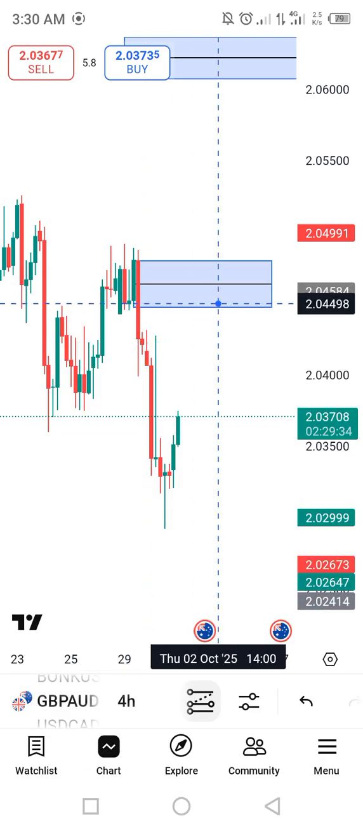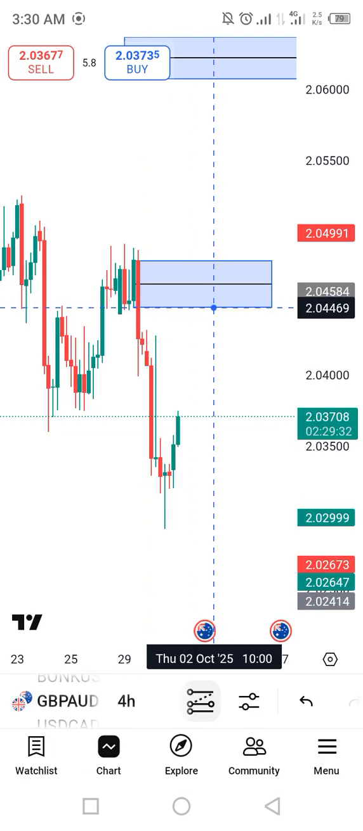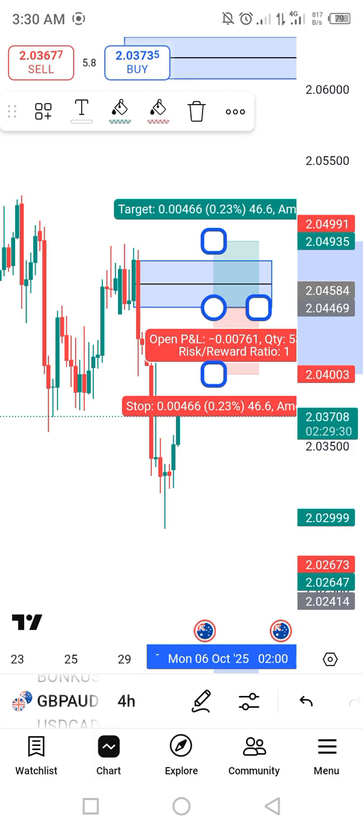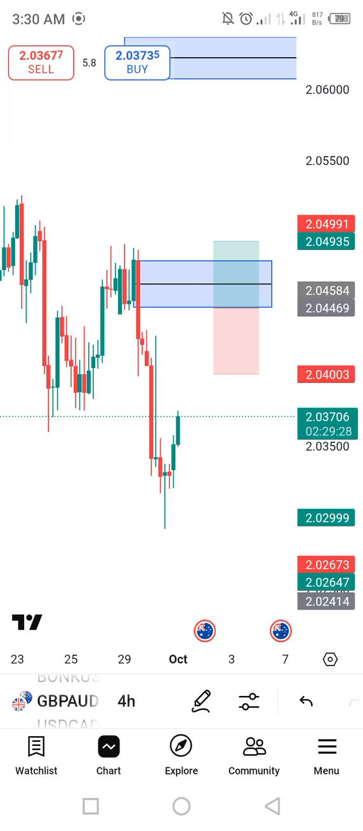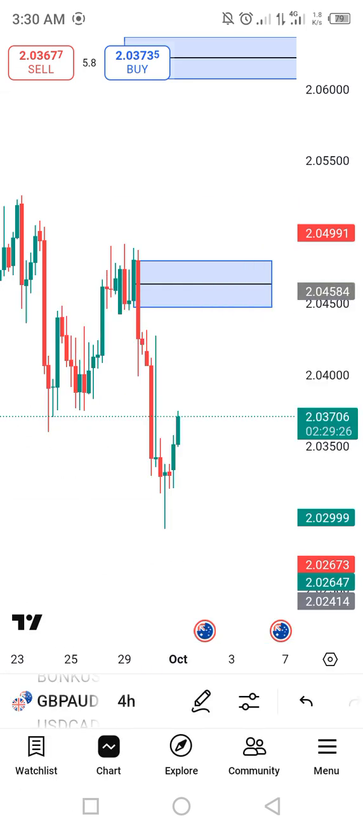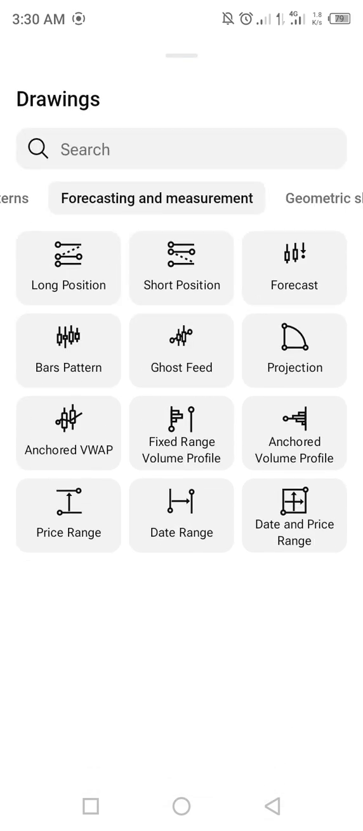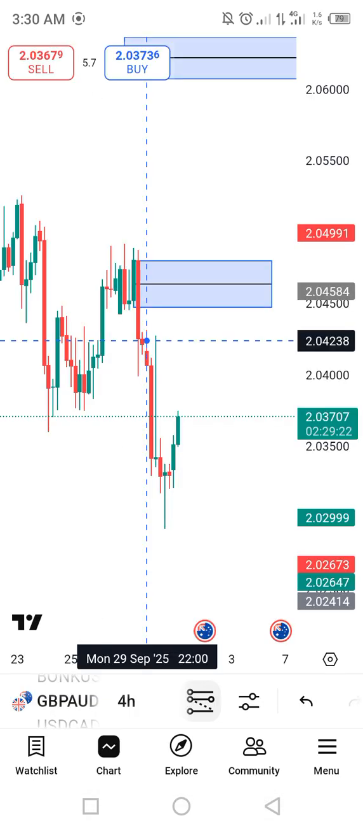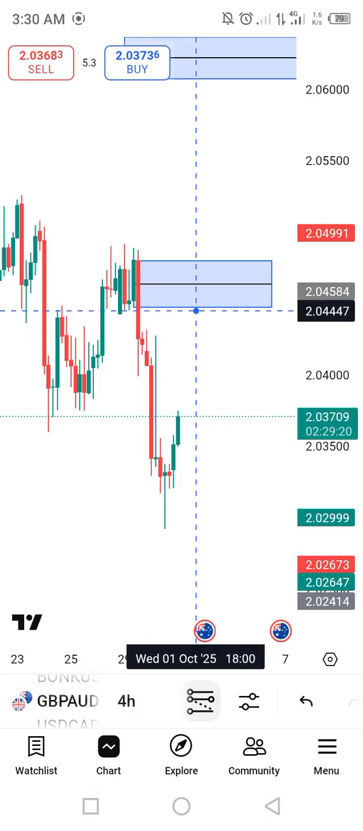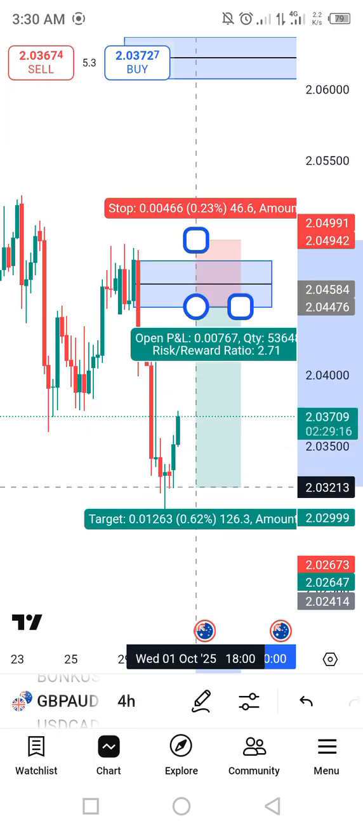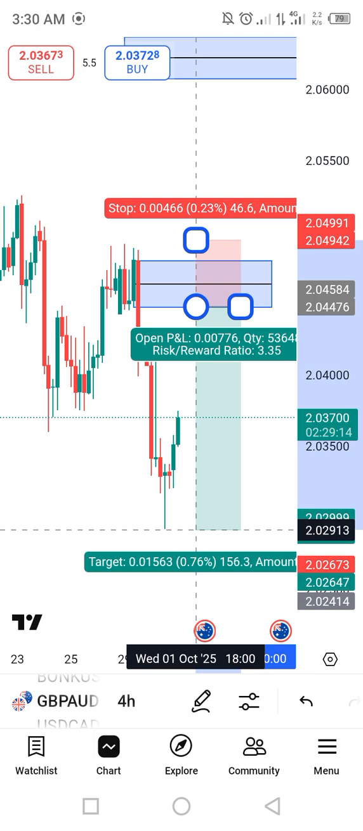So this is actually my POI. I'm expecting a sell from this POI, on that order block that is unmitigated. So once it comes to my POI, then I'll be shooting it down.